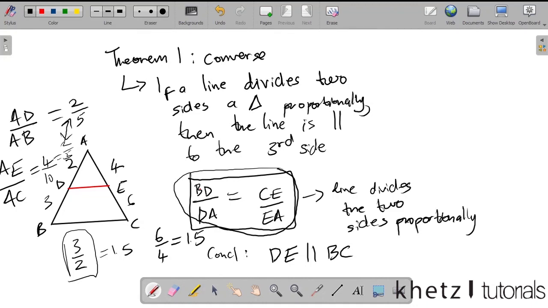As the theorem says, if a line divides two sides of a triangle proportionally, then the line is parallel to the third side. And that is basically it.